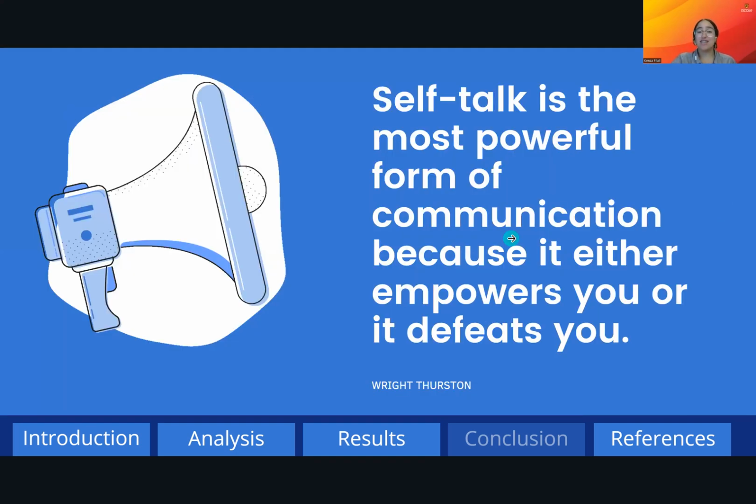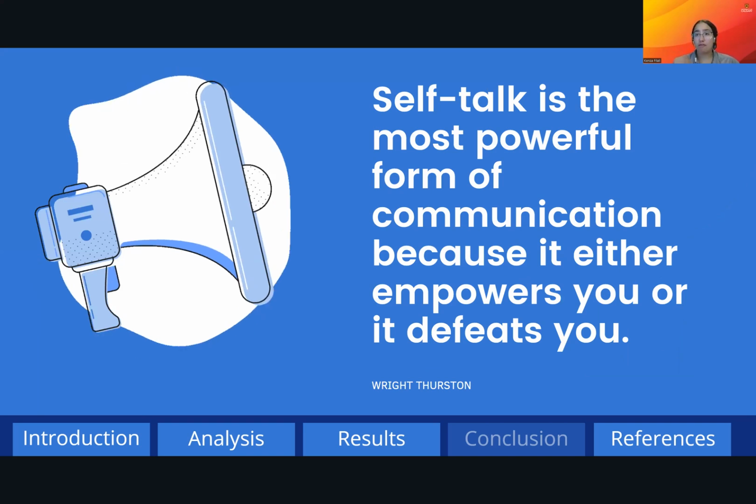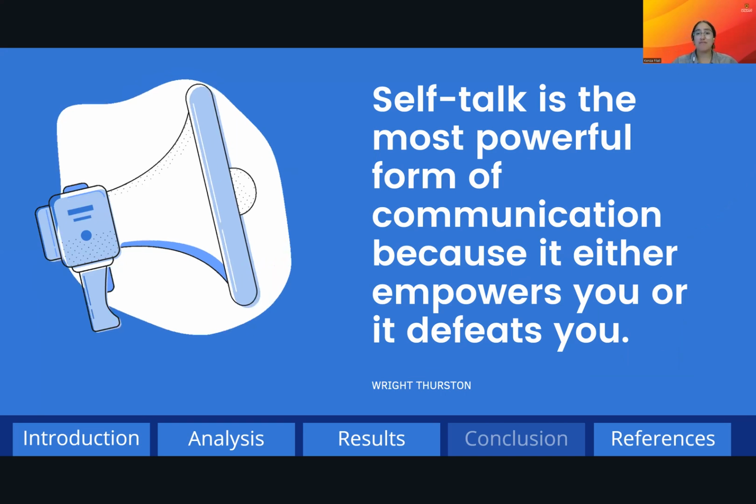So I genuinely think this quote encapsulates this research perfectly, by Wright Thurston. Self-talk is the most powerful form of communication because it either empowers you or it defeats you.